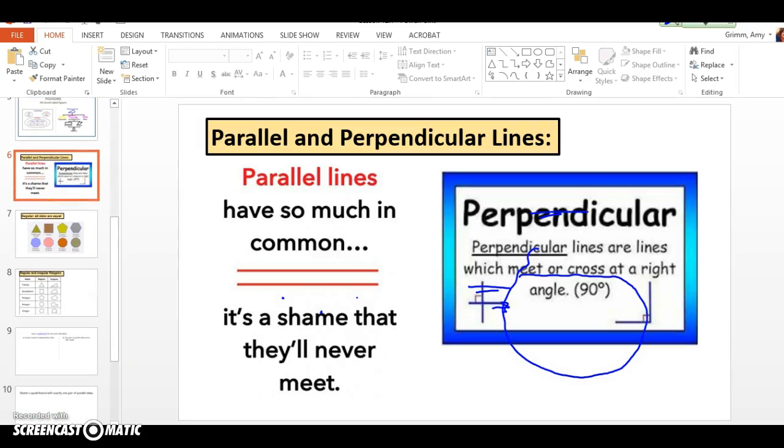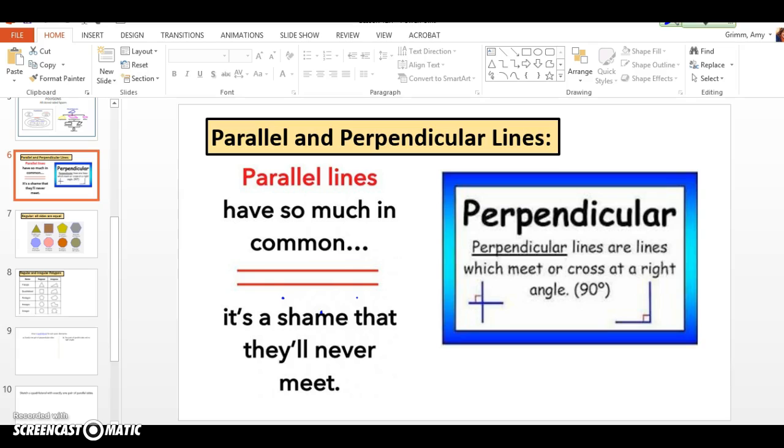A lot of vocabulary today. I wanted to make sure you knew the difference between parallel and perpendicular. I found this little thing. It says parallel lines have so much in common, it's a shame that they'll never meet. I thought it was kind of funny. So parallel lines are two lines that never meet. Have we heard this before? Okay. All right, have you heard perpendicular? Yes. So what's perpendicular do?